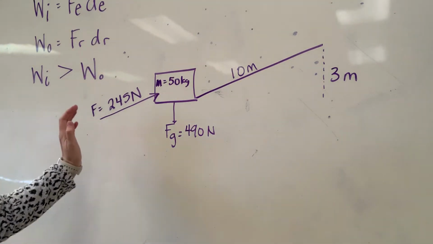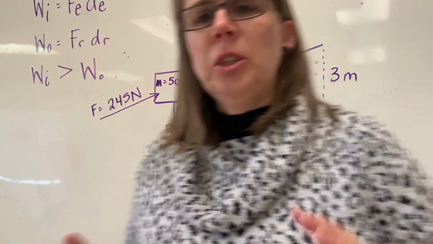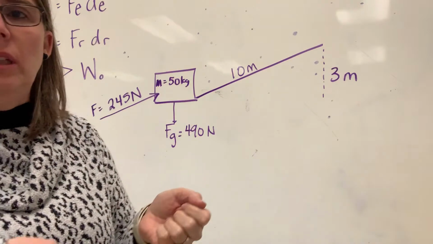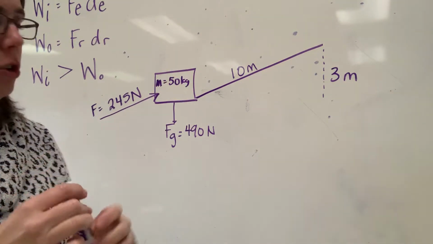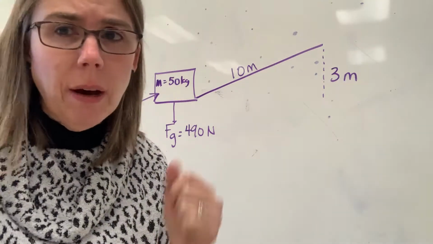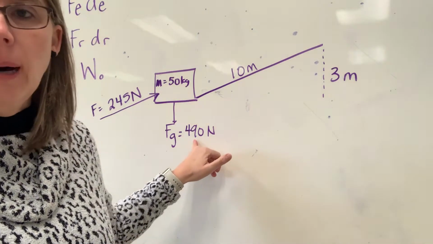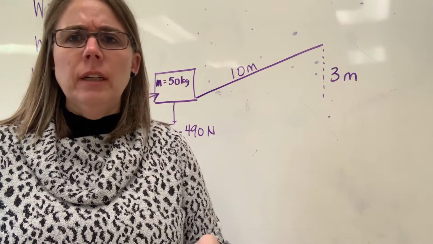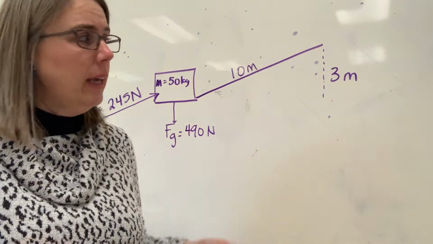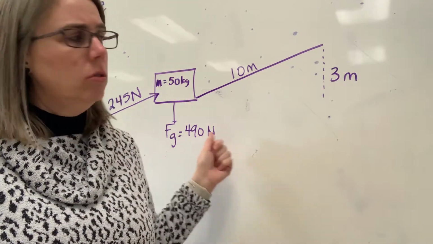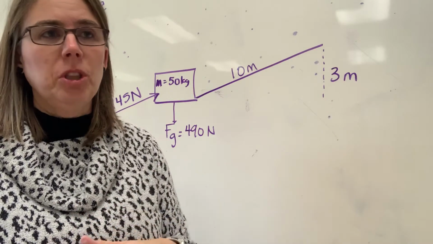And so why am I using this machine? Well, if I didn't have a machine, if I wanted to simply take this box and lift it straight up, how much force would I have to apply? You should know from last week, if I want to lift something straight up, the force that I have to apply has to be the weight of the object. So I would have to apply a force of 490 newtons, and I'd have to lift it 3 meters. That's what I would have to do if I had no machine.